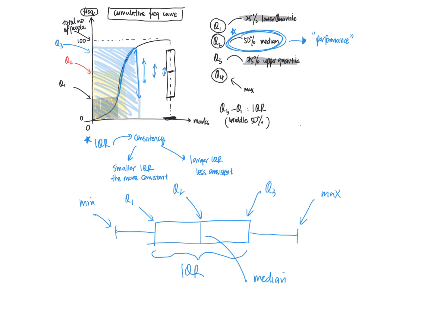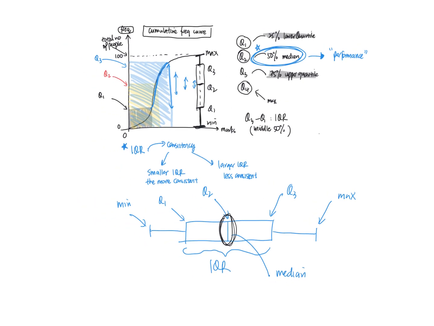Can you see your box plot? It looks like this. Your minimum, your maximum, your Q1, Q2, Q3. So the shorter the box, the more consistent your data is. And then this line, the higher it is, the better the performance. So you all must know how to read. The 2 important diagrams for chapter 2 are only the cumulative frequency curve and the box plot.